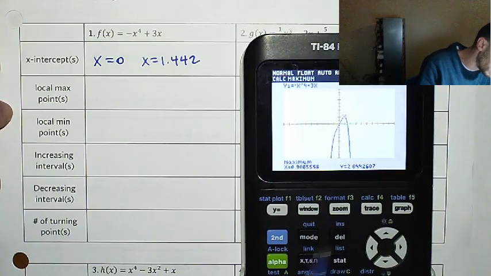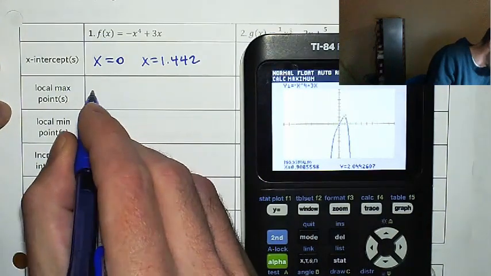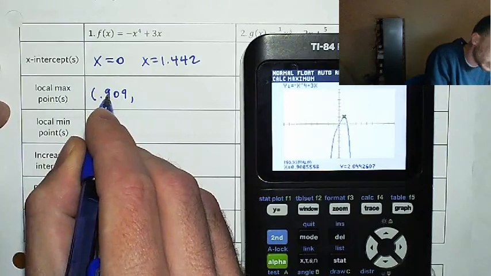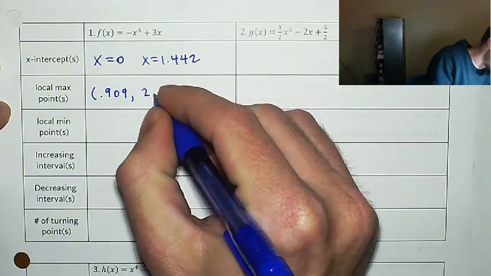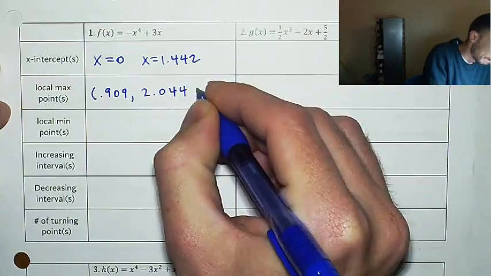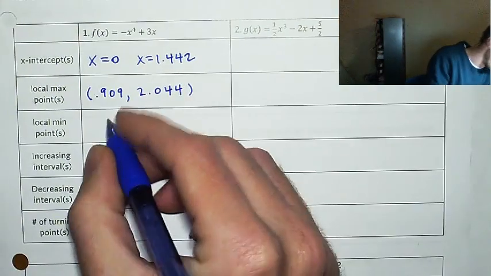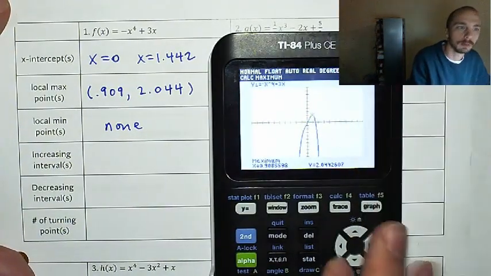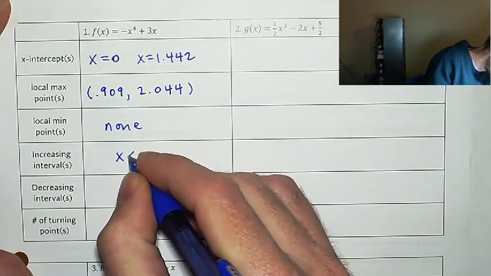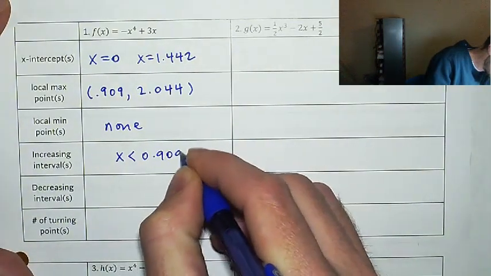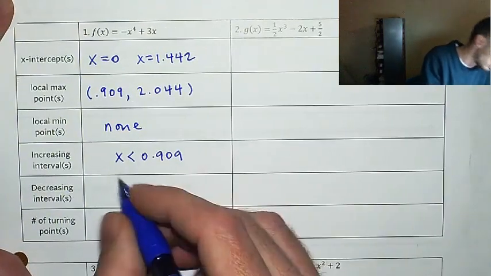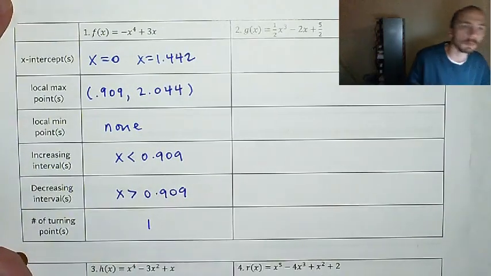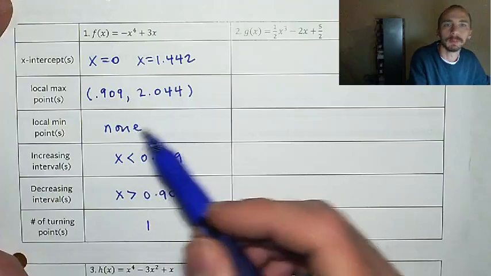And I think we're going to copy both coordinates, 0.908 or 0.909, and y is 2.044. Okay. Local minima, there were none. Intervals of increase, well, that was all the way up until the maximum. So that's just going to be when x is less than 0.909, and decreasing, it came down after that maximum, so that would be when x is greater than 0.909. And total number of turning points, there was just one. There's that one local maximum.